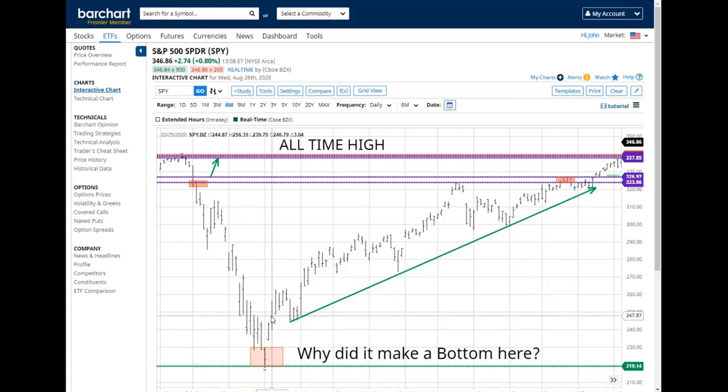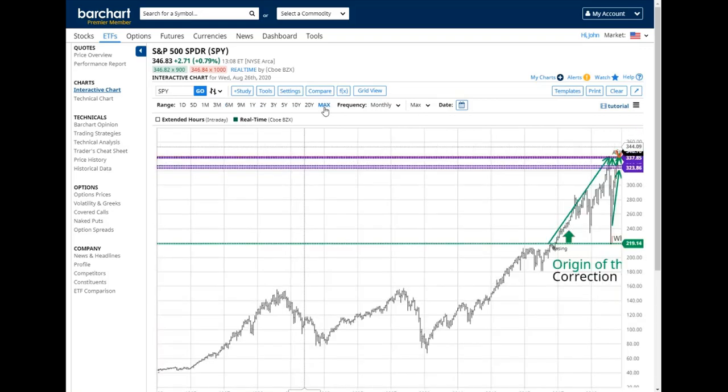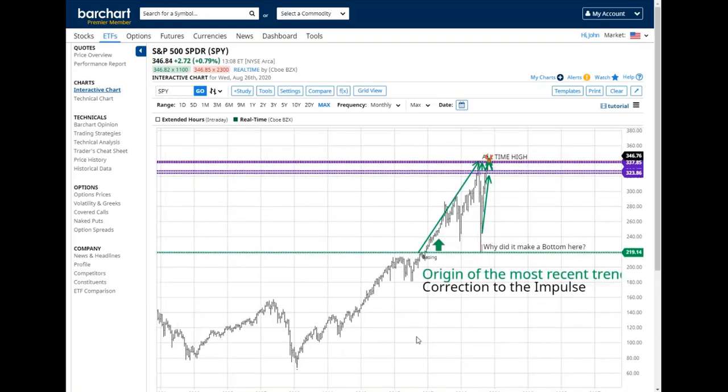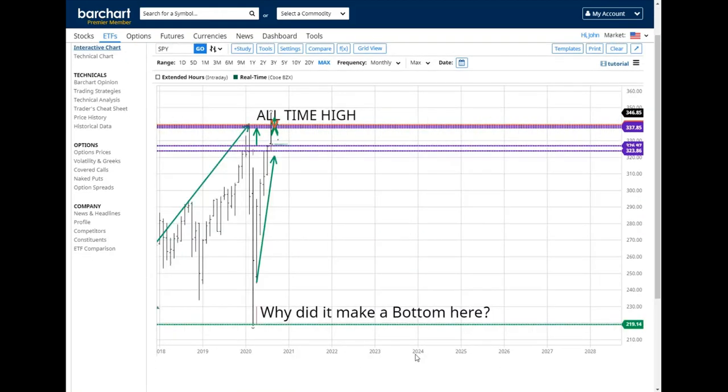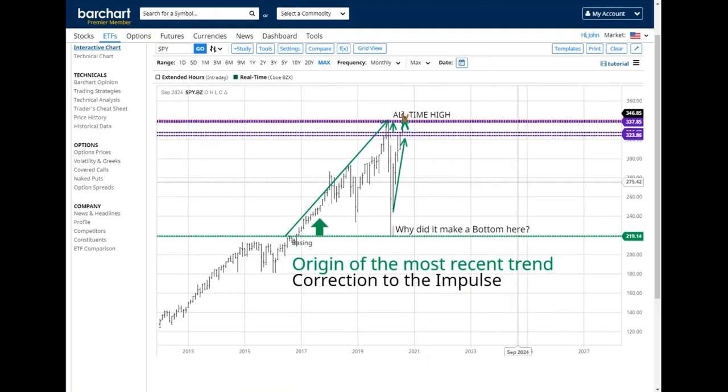Again, what I might have to do is go to a much higher time frame. And what I'll discover is that this price movement where we made the bottom is just where price returned to the area of where our much higher time frame trend began, the origin of it, right? And that's what this really is in trend analysis. When we start doing our trend analysis, this is just the correction to an impulse.